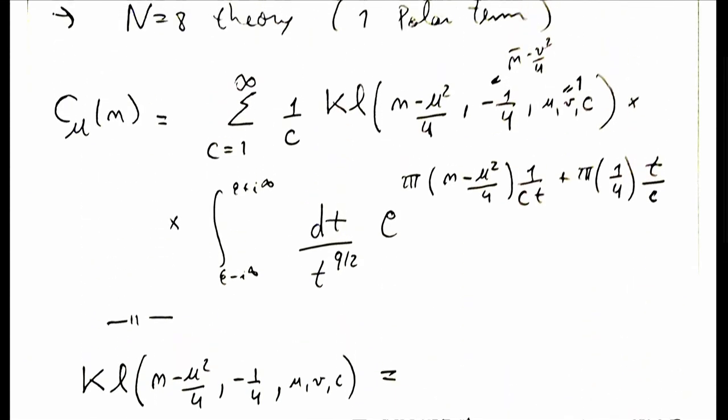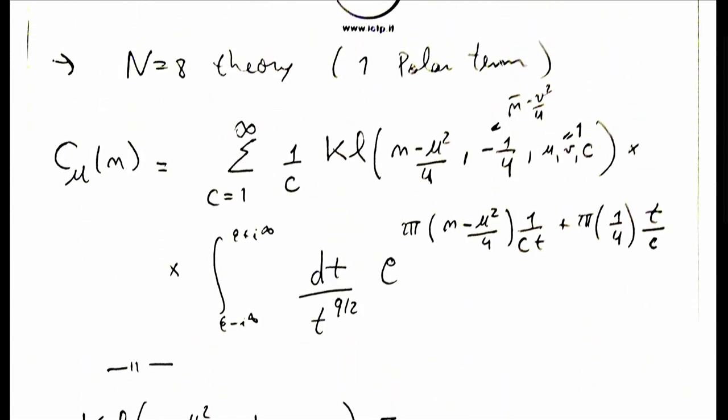I'll leave this for an N=8 theory. So Samir mentioned it a bit briefly. Remember that for N=8, in one of my slides yesterday, I have this Jacobi form. So this is index equals 1. And that means that many things simplify. I get just one polar term, and I get this answer, which is exact. And I'll just leave it here.